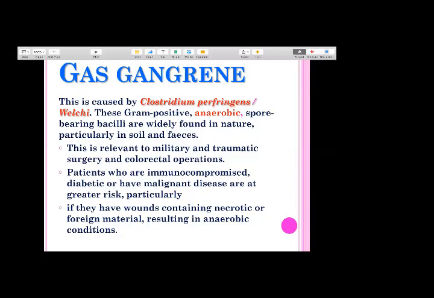It's relevant to military and traumatic surgery and colorectal operations. Patients who are immunocompromised, diabetic, or have malignant diseases are at greater risk, especially if they have wounds containing necrotic or foreign material, resulting in anaerobic conditions.